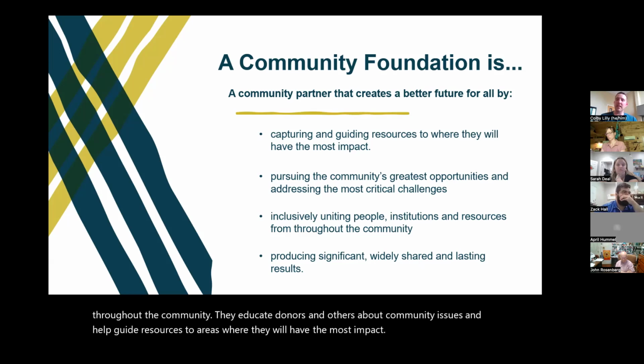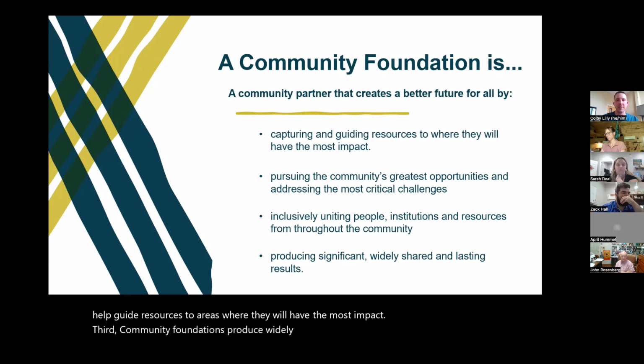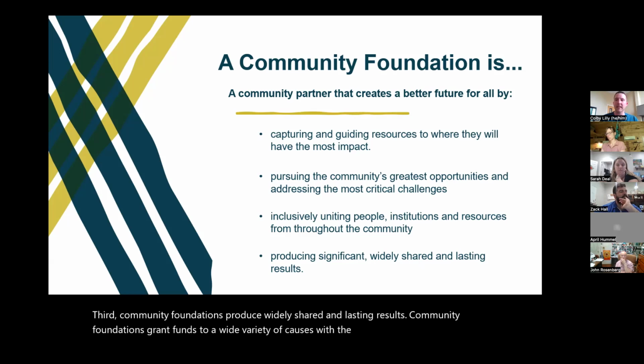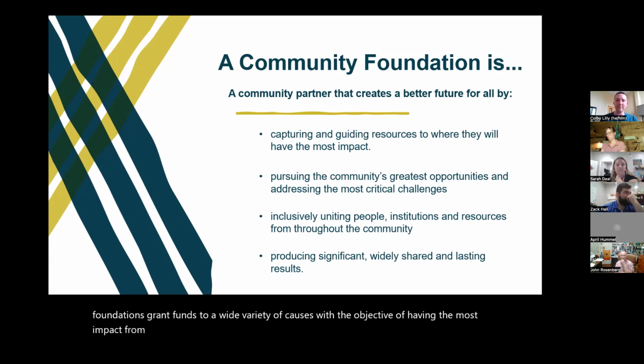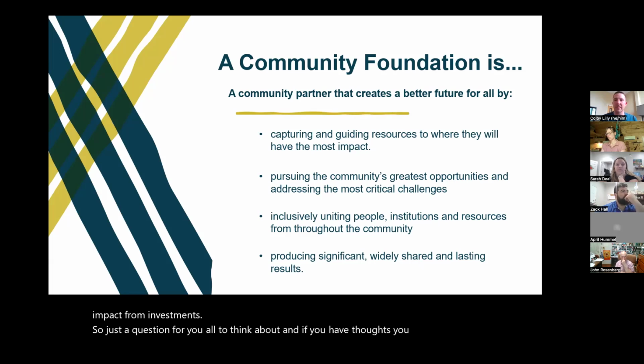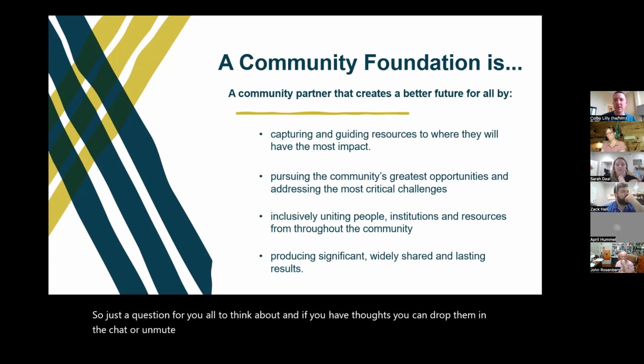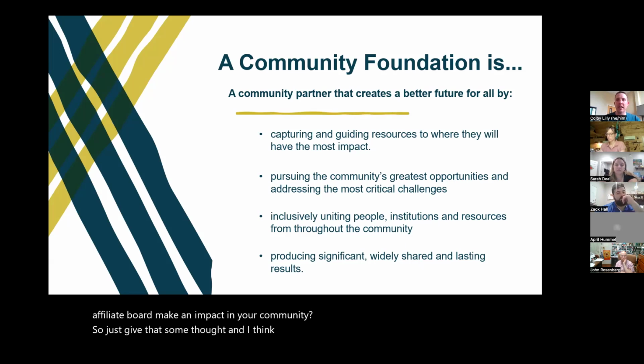Third, community foundations produce widely shared and lasting results. Community foundations grant funds to a wide variety of causes with the objective of having the most impact from investments. So just a question for you all to think about, and if you have thoughts, you can drop them in the chat or unmute yourself and respond quickly. Where are some areas you have seen your affiliate board make an impact in your community? So just give that some thought, and I think actually in the interest of time, I'll keep moving.